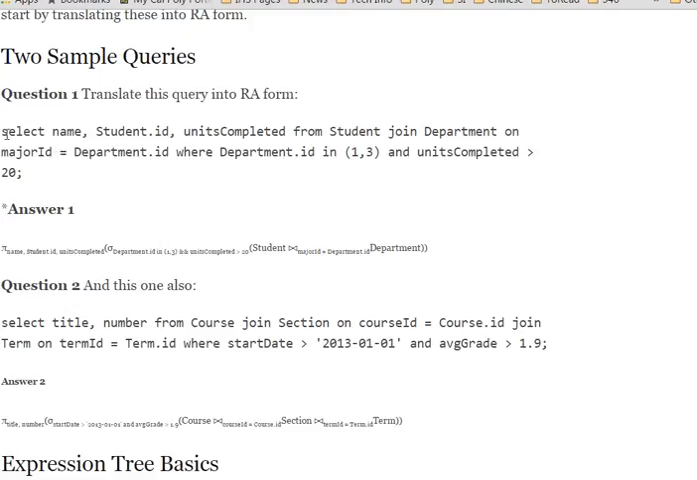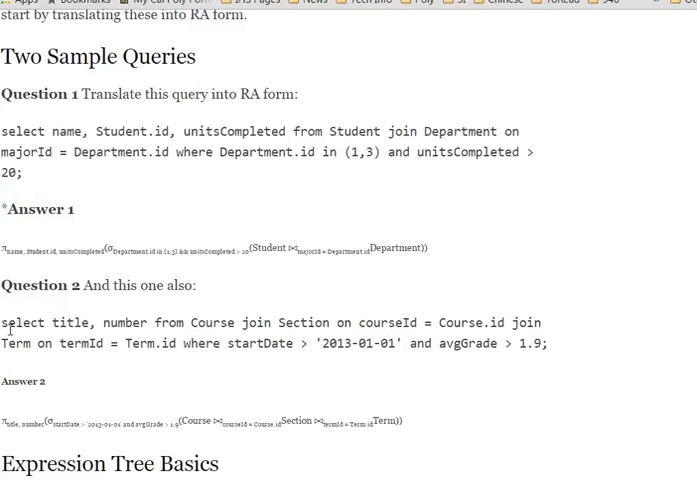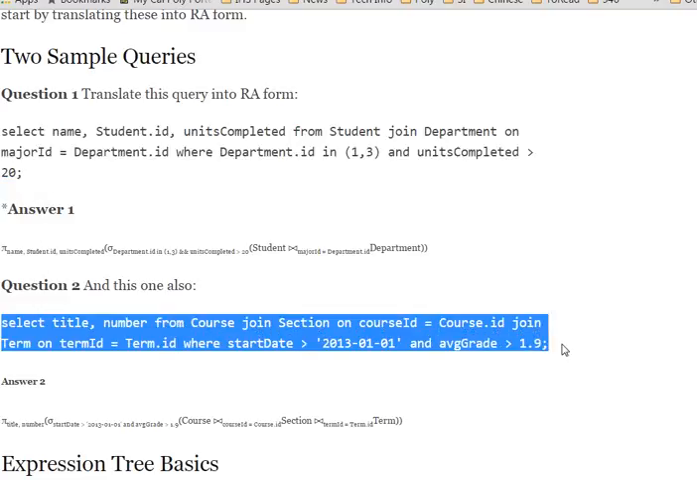As shown in the transcript here, those are first: select name, student ID, units completed from a join of student and department, with the units completed greater than 20. And then this one also, right there. But translate both of those into RA, please, for our first 2 in-lecture questions.